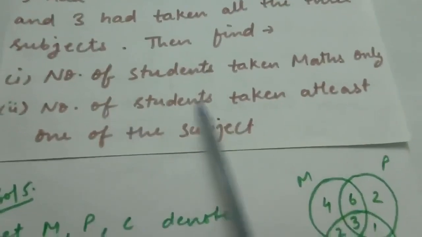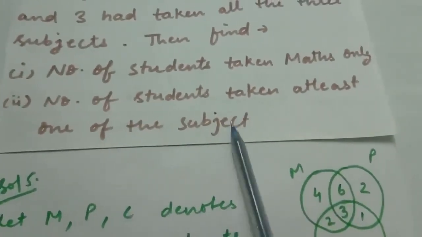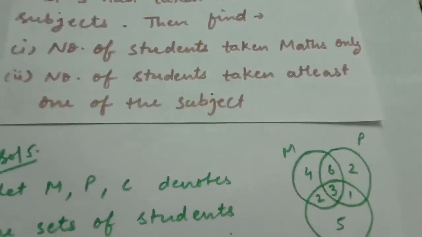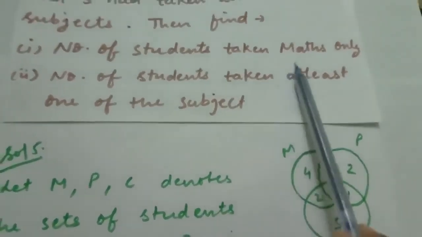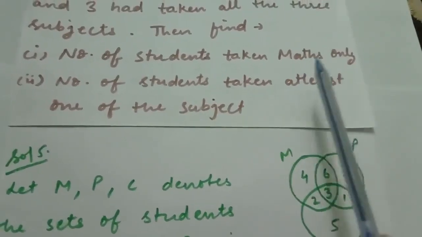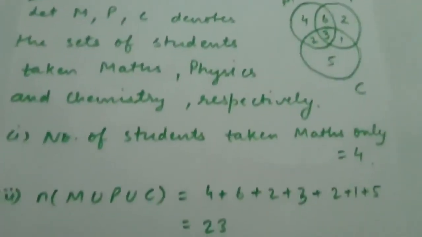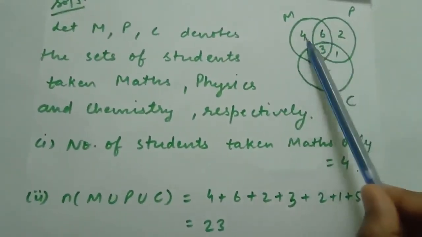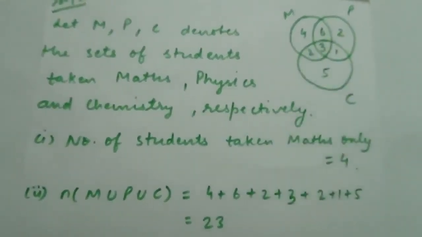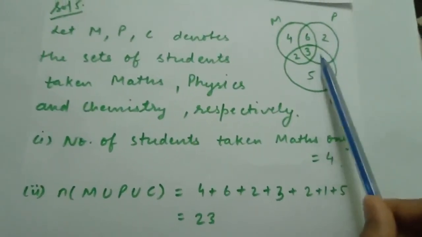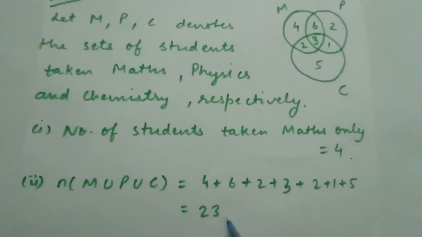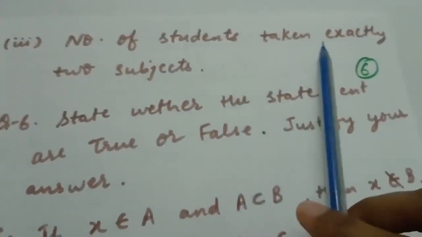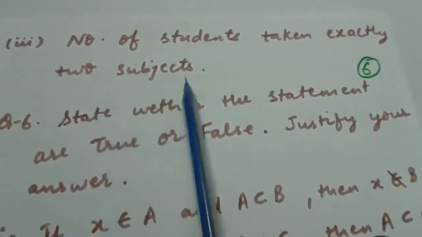Next is number of students taken at least one of the subject. So as the information given in the question, you can apply either the formula to find the union of the 3 sets, because at least means union, or what you can do, you can add all the elements of Venn diagram, right? 4 plus 6 plus 2 plus 2 plus 3 plus 1 plus 5, and you will get the answer as 23.